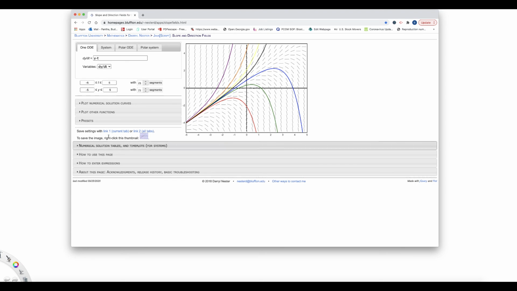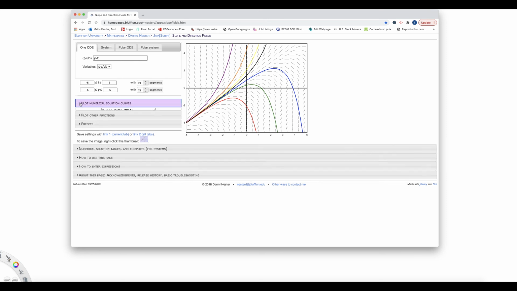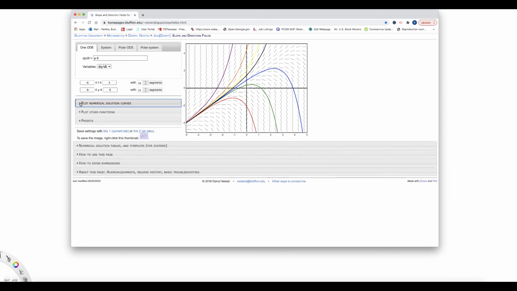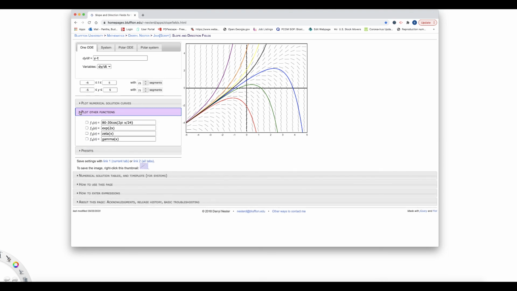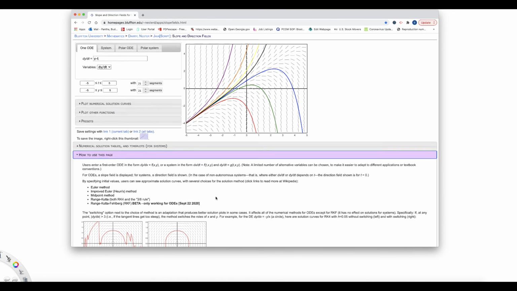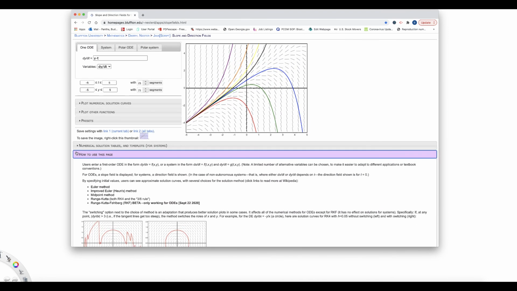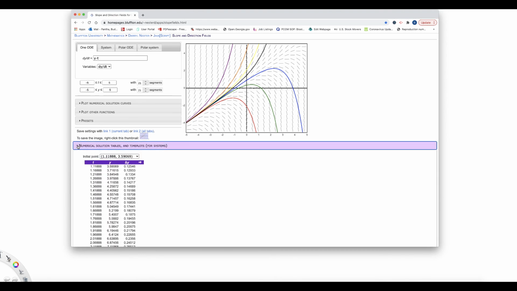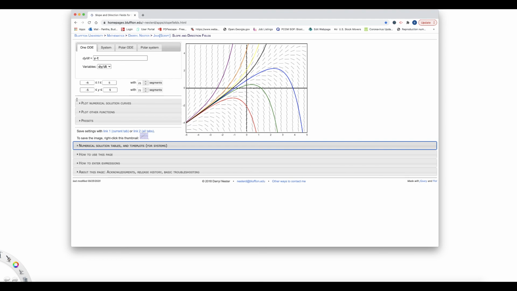There are also options to plot numerical solutions by different methods, and to plot another function to compare. There is also a how-to-use page, with hints on that, and numerical solution tables and everything. It is given for t equals this, what is y, for t equals this, what is y. So it gives you a lot of details of the solution. This is one of the free online apps I like.